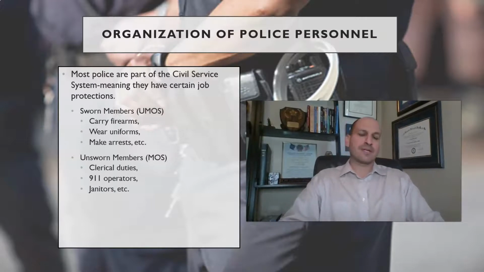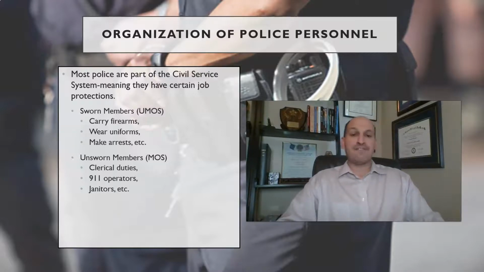All right, so when we think about the organization of police personnel, you have to realize that police in the United States, and big city police in particular, are part of the civil service system, and that means they have certain job protections, certain rights, certain aspects of their job that are protected by law. Police are generally broken up into two different groups. Group number one would be sworn members, which in the NYPD they call UMOS. And the other group is unsworn members, members that they call MOS. And the difference is this.